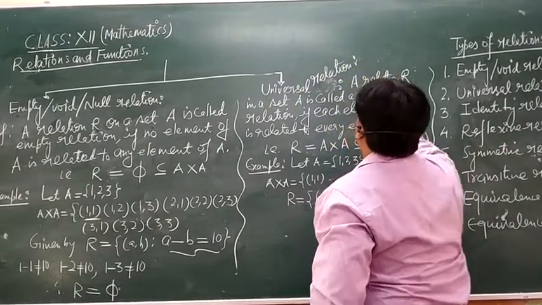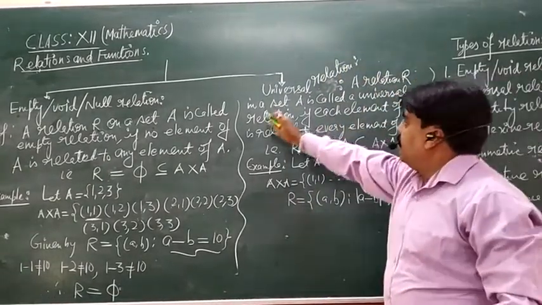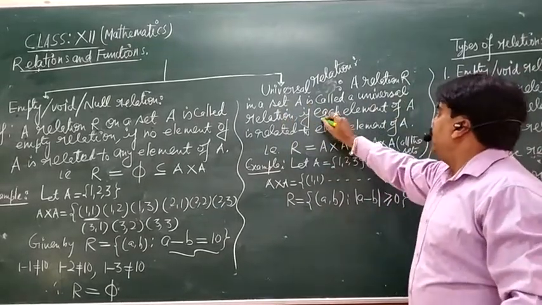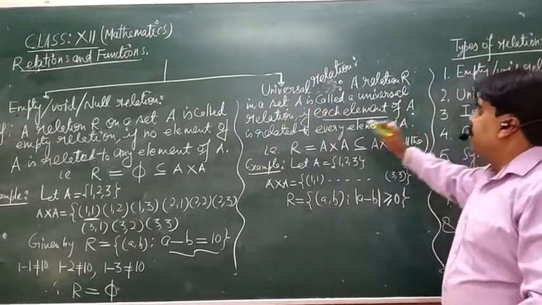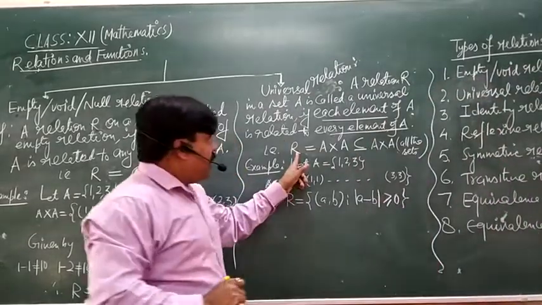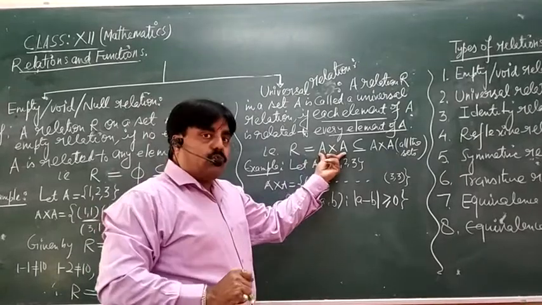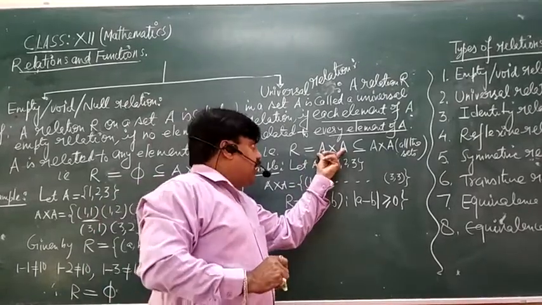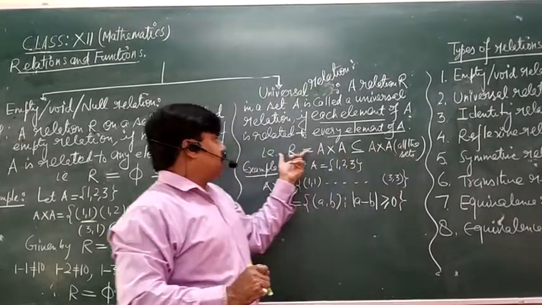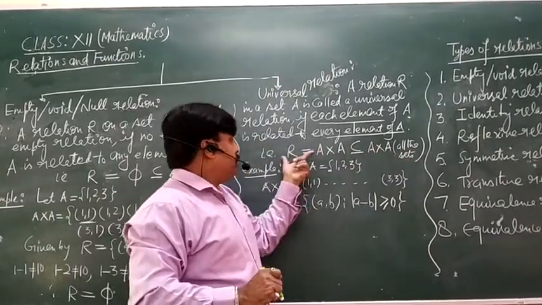Universal relation. A relation R in a set A is called a universal relation if each element of A is related to every element of A. Then R should be equal to A cross A, meaning A cross A is a subset of A cross A. All the elements must be in R.